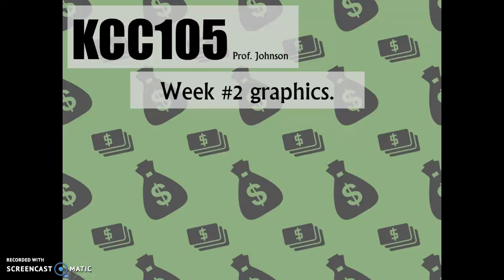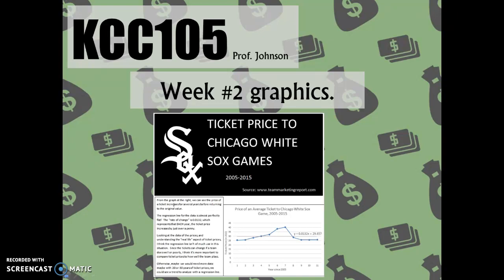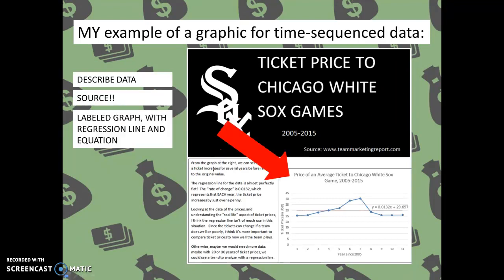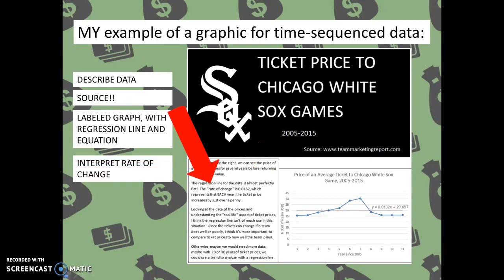In order to get through the discussion board, let's look at the week number 2 graphics. Here's an example of mine, and let's break it down a little bit. What I was talking about is, well, clearly I have a nice title to describe the data. I have a source for the data. I have a graph, and notice the graph is labeled, and it's got that regression line on there.